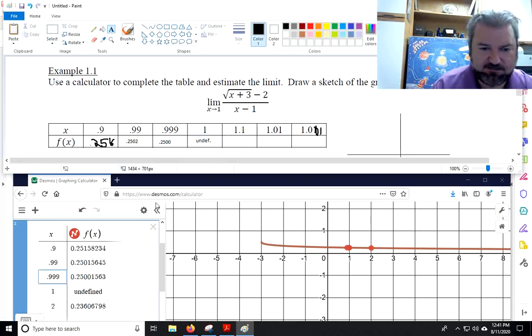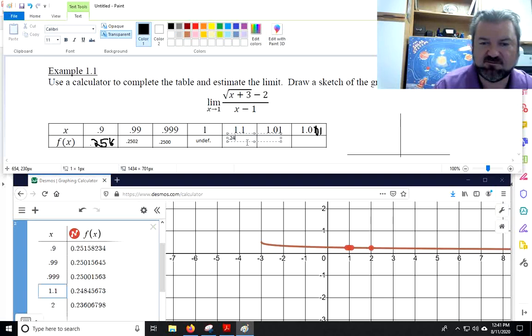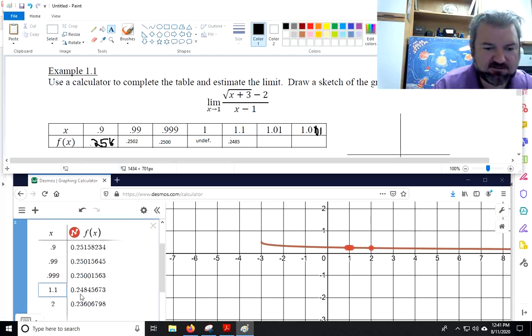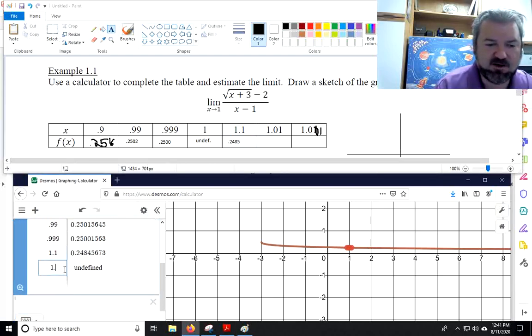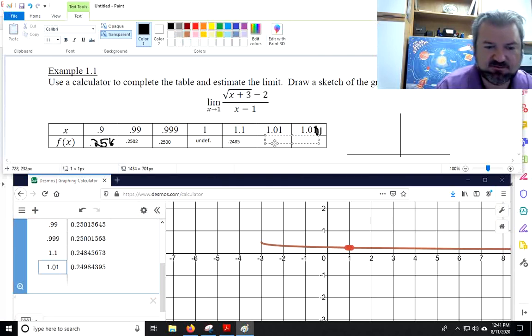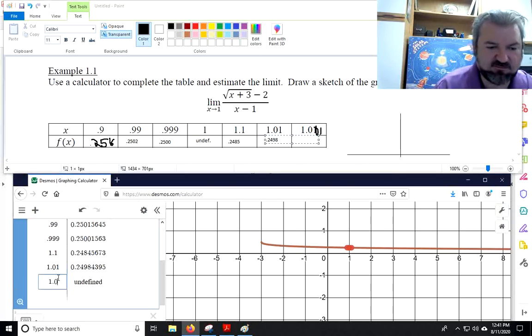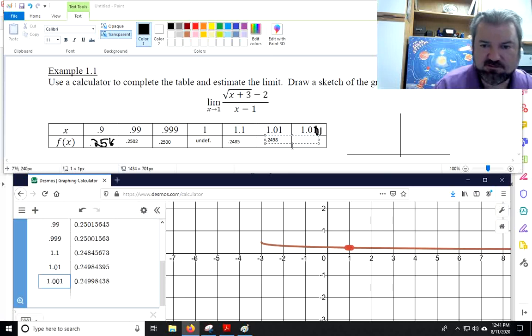Now, let's see what happens as we approach 1 from numbers just a little bit bigger. So at 1.1, I'm at 0.2485, it looks like. Okay. Then let's go 1.01, and I get 0.2498, it looks like. All right, well, let's try another, 1.001. Okay, well, that one, let me put that down a little bit.